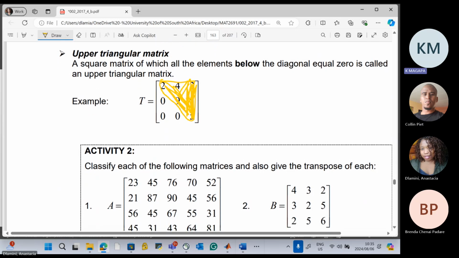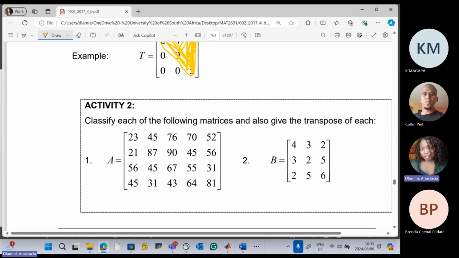Now let's look at number B. Let's look at number 8. Number 1 is a big matrix. Let's look at the B. It says classify each of the matrices and give the transpose of each.